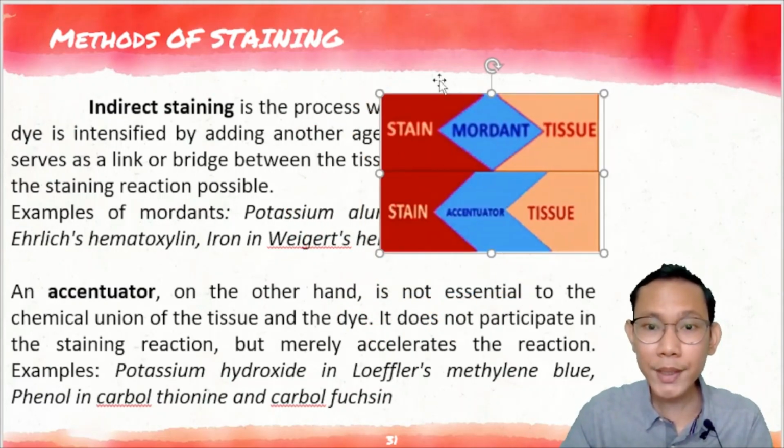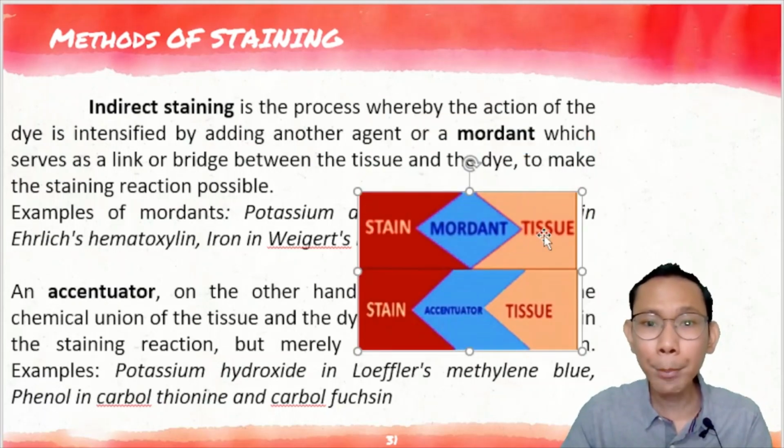So you have your stain. So this is now your tissue and sample. So in indirect staining, you will need a mordant. Your mordant will serve as a bridge to another agent, which is your stain. Your mordant is an integral part of the staining reaction itself, because without this one, no staining will occur. So kailangan natin ng mordant for the reaction to occur.